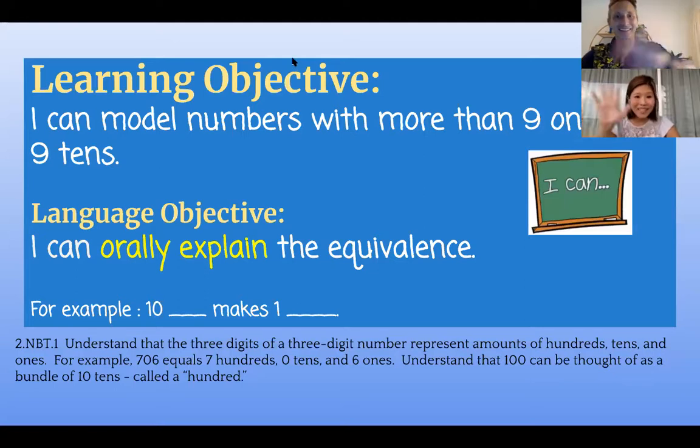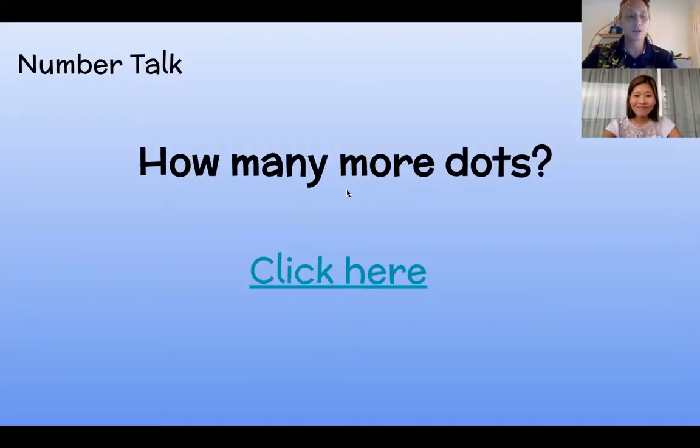Good morning, mathematicians. Your learning objective today is I can model numbers with more than 9 ones or 9 tens. Your language objective is I can orally explain the equivalence. For example, 10 something makes 1 fill in the blank. For a little warm-up activity, we're going to do a little activity. How many more dots?